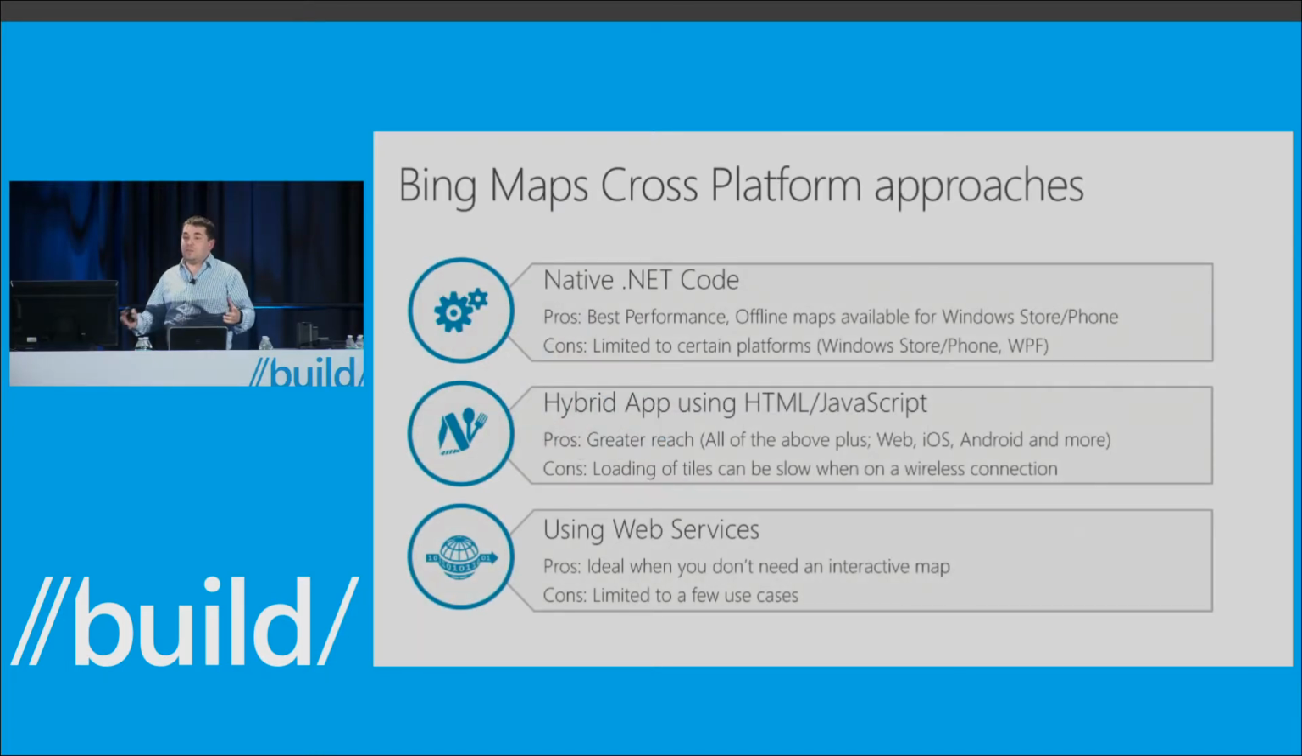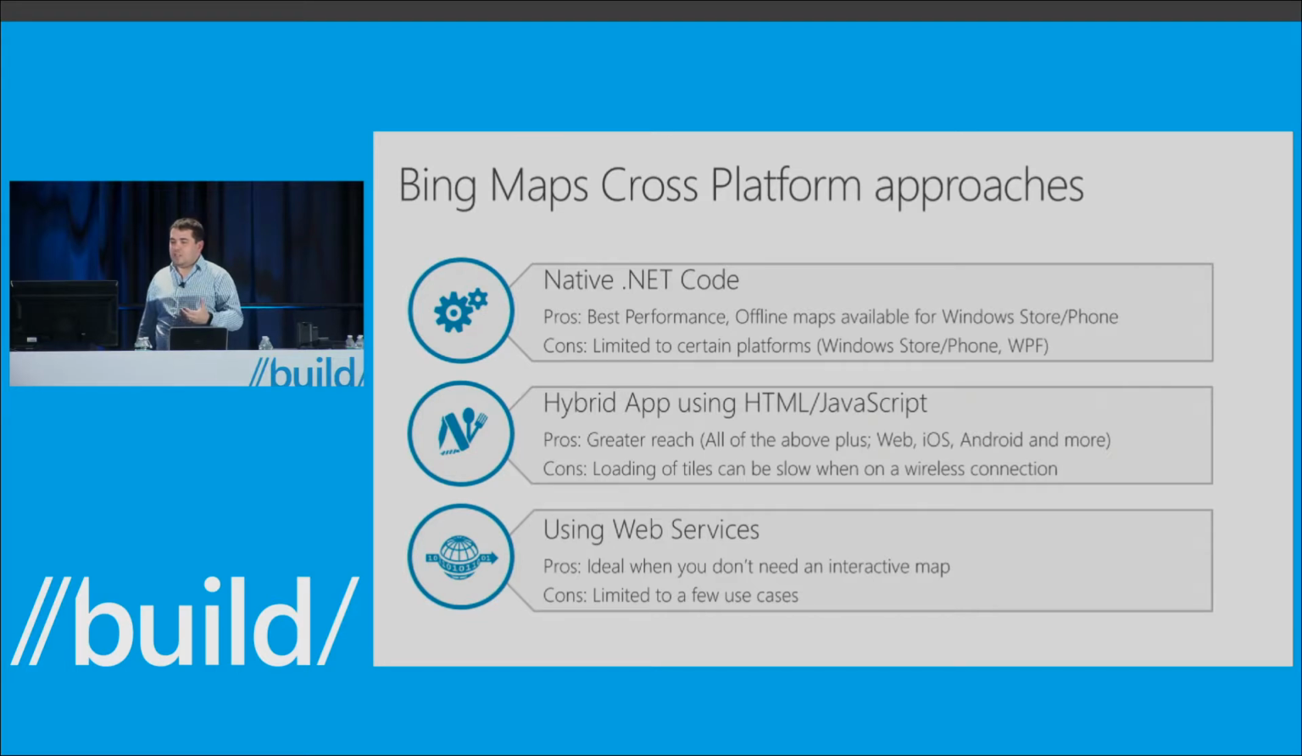So when it comes to using Bing Maps and cross-platform apps, there's a lot of different approaches. You can use native .NET code, and it's great for good performance and if you need offline maps. But we're kind of limited at the moment to what platforms that's available to. So we have offline maps available in Windows Store apps and Windows Phone. So you can do this for Windows Phone 8.1. You can have offline maps in any Windows 10 apps, for both phone and PC.